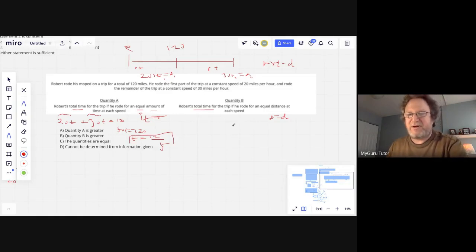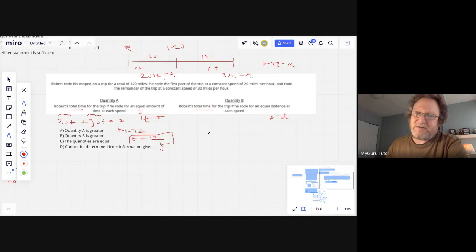Okay, what about the second part? Here we've got an equal distance. If the distance is equal, then leg 1 and leg 2 are going to separate at the halfway point, which means it's going to be 60 miles for each one. 60 miles for the first leg, 60 miles for the second leg.